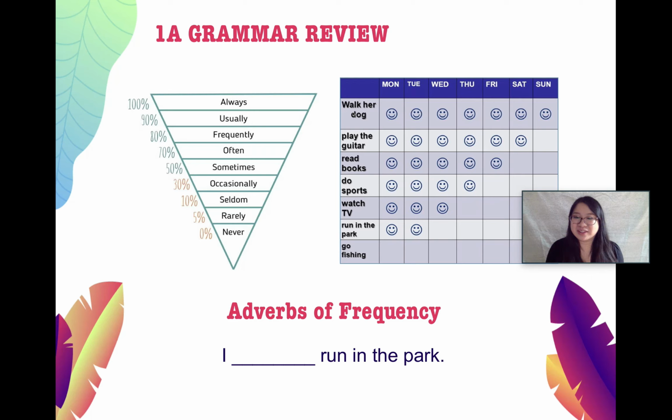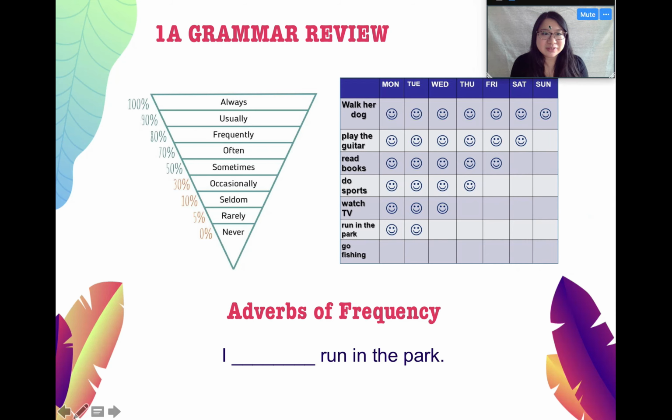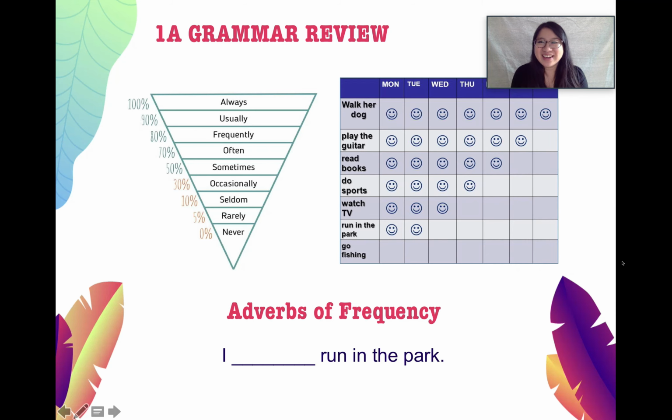Do sports. I do sports. Okay, good. We're looking at 50%. I sometimes do sports. Great. So that was our Unit 1A grammar topic. Now let's move back up here.